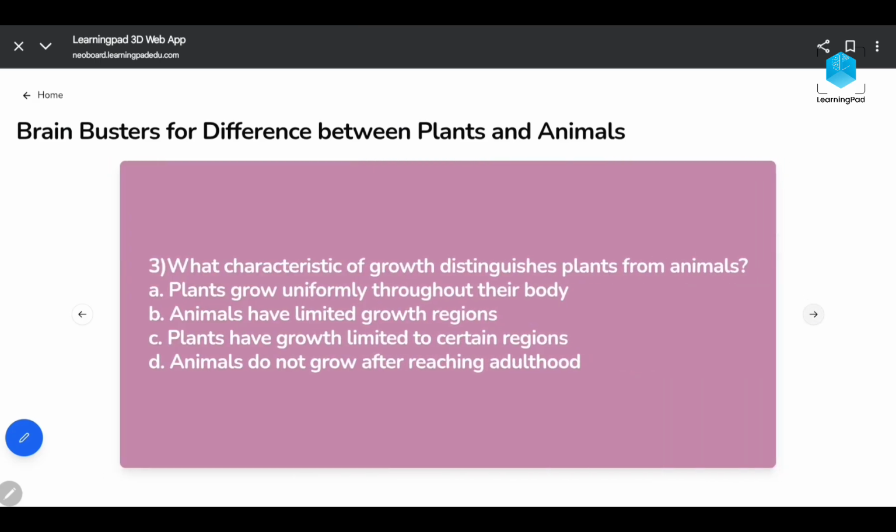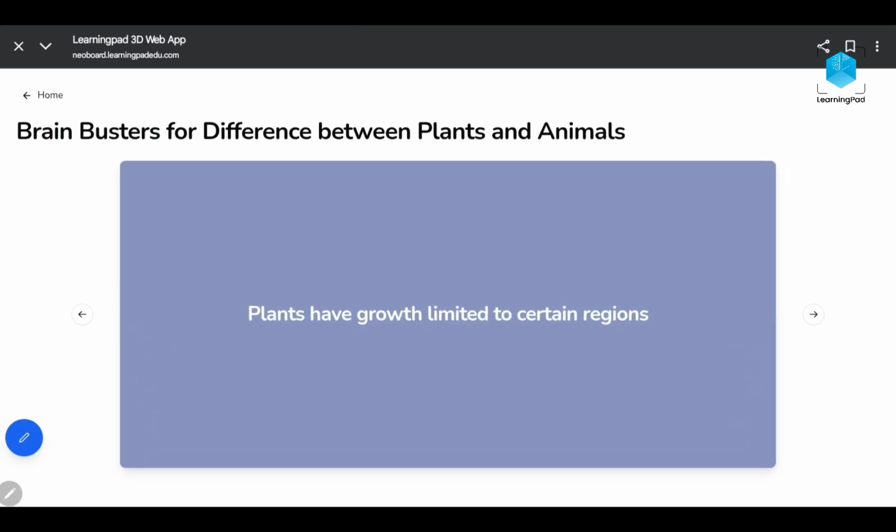Next. What characteristic of growth distinguishes plants from animals? Options are: plants grow uniformly throughout their body. Animals have limited growth regions. Plants have growth limited to certain regions. Animals do not grow after reaching adulthood. Yes, you are right. Plants have growth limited to certain regions.